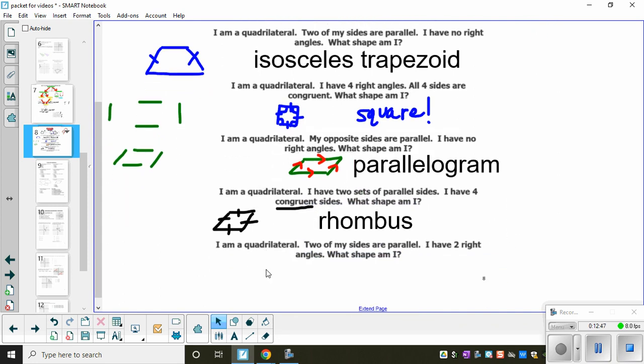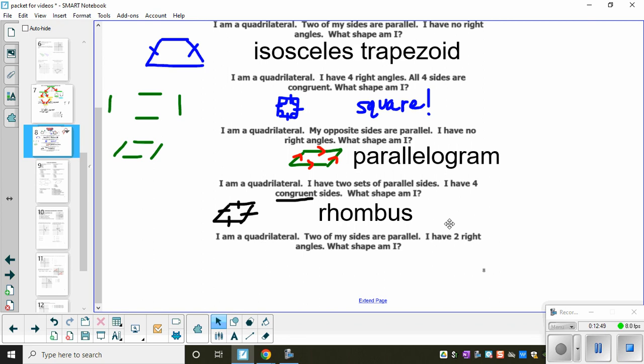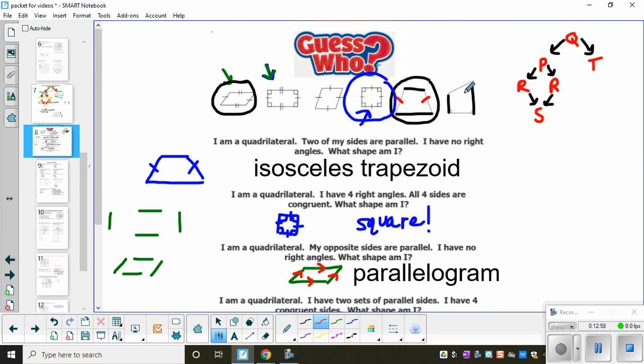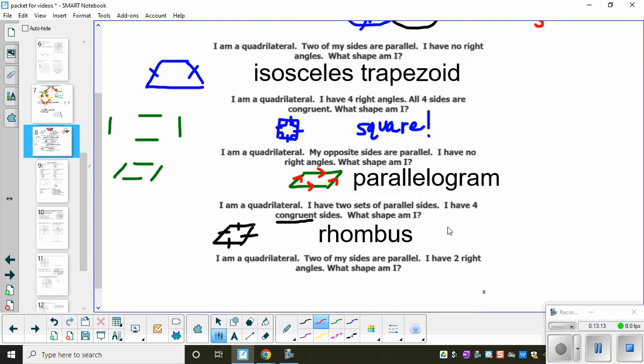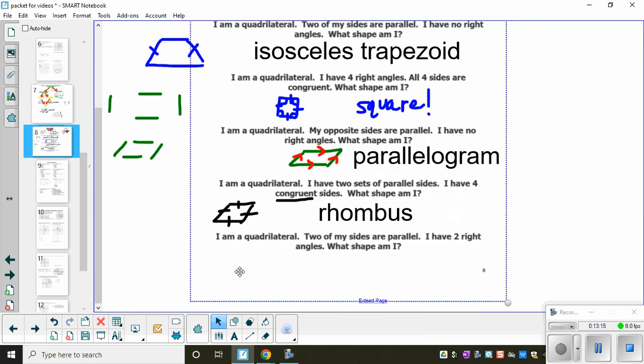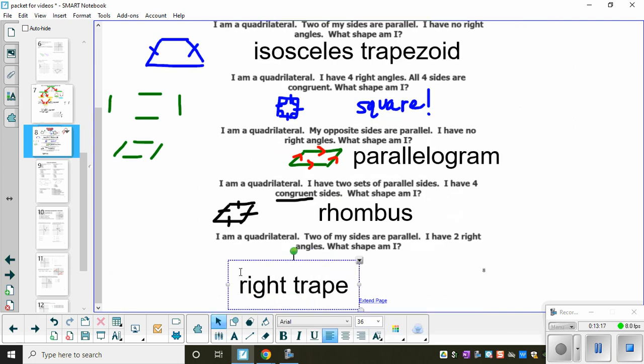All right, and for the last one here, I'm a quadrilateral. Two of my sides are parallel. So not two sets, but just two of my sides. And I have two right angles. So that's going to be this last one right here. This side is parallel to this side. So there's the two sides that are parallel. It's not two sets like over here. It's just two sides. And it does also have right angles. So this last one is the right trapezoid.